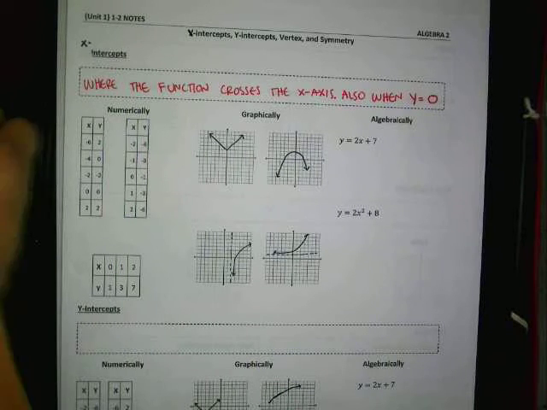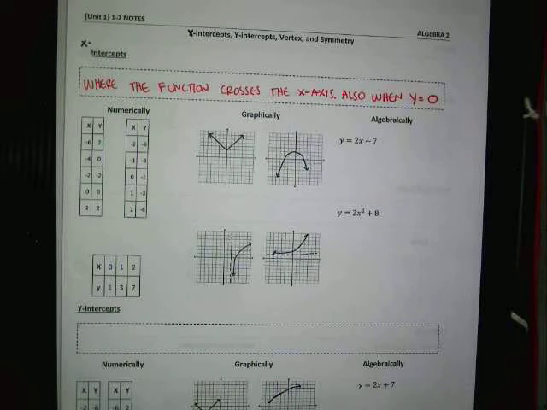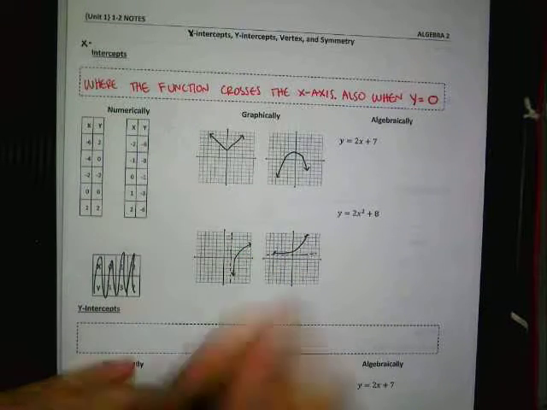Okay, so we're going to look at the x-intercepts. We're going to solve them numerically, graphically, and algebraically. There are 3 different methods to finding the x-intercepts. Numerically means you're going to be looking at tables, numbers in a table. First of all, I don't like this example, so you can go ahead and cross it out.